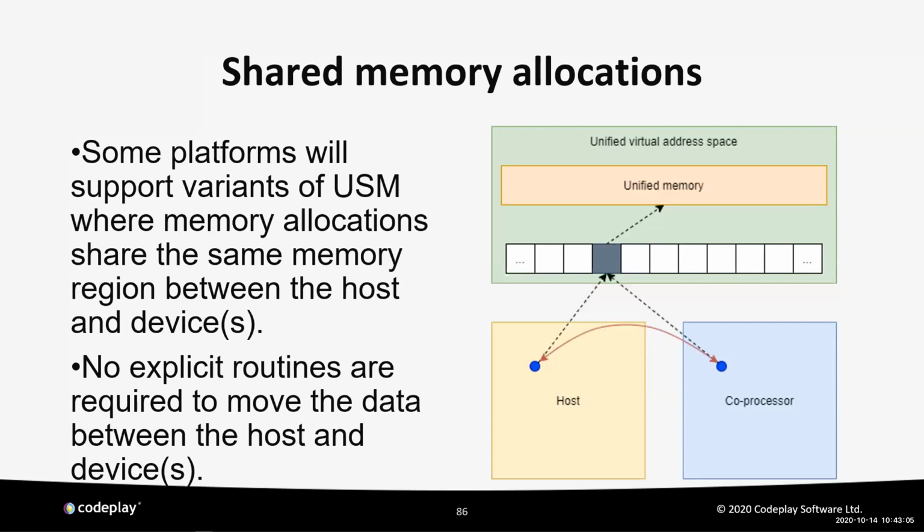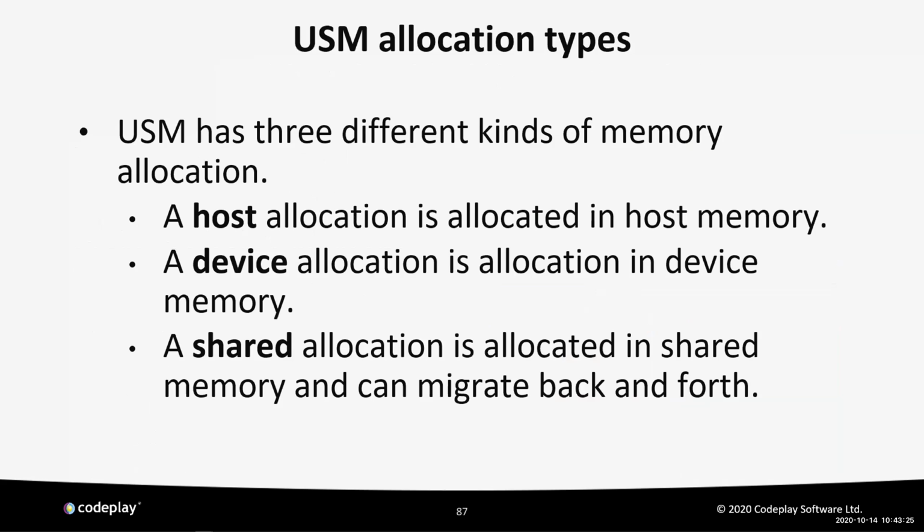You can also have shared memory allocations. Some platforms will support variants of USM where the memory allocations share the same memory region between the host and devices, and no explicit routines are needed to move the data between the host and the device. So USM essentially has three different kinds of memory allocations. A host allocation is allocated in host memory. A device allocation is allocated in device memory. And a shared allocation is allocated in shared memory and can migrate back and forth.